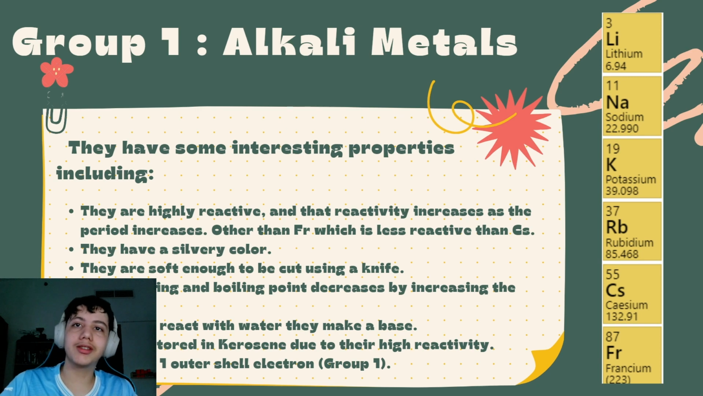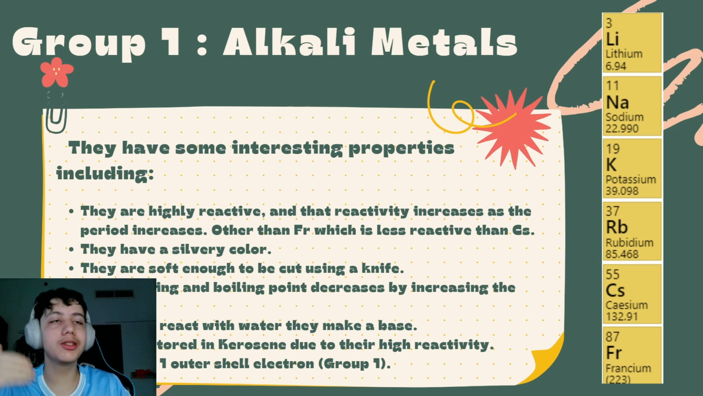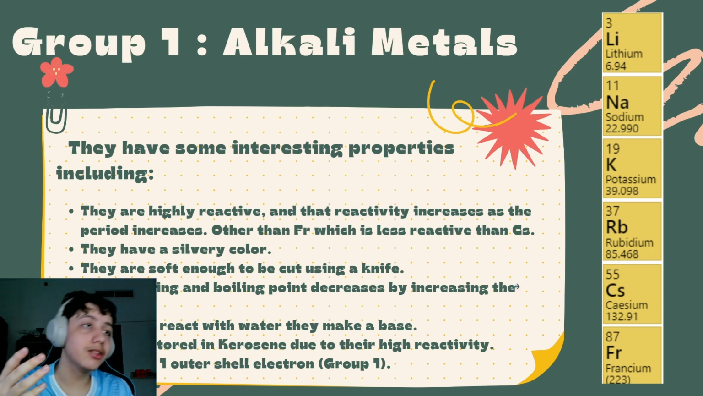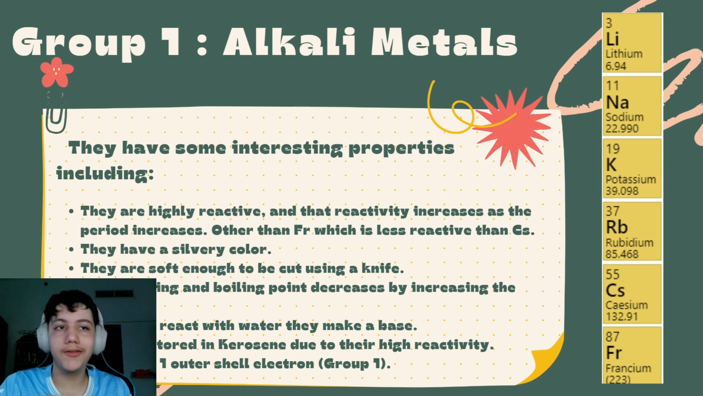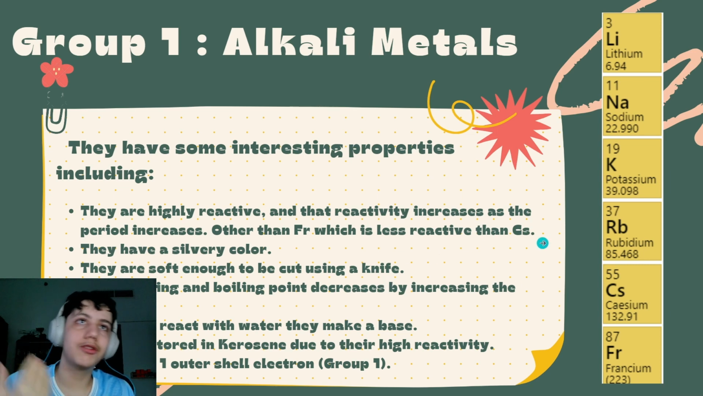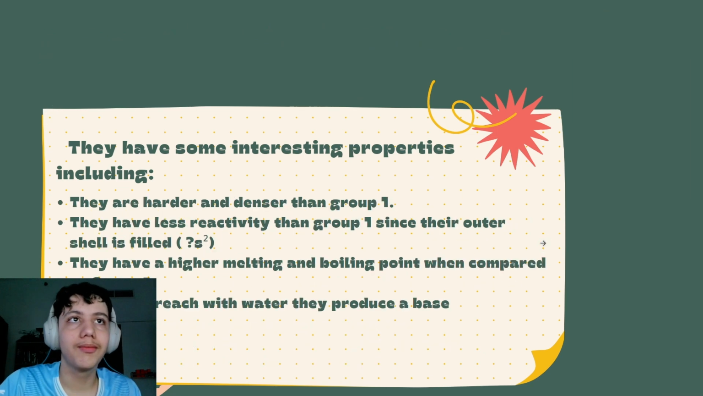They are stored in kerosene due to their high reactivity. So kerosene is a material, and these are put in there because they are very reactive, as we said earlier. And the reason they're very reactive actually is because they only have one outer shell electron. So it's filling the s1 orbital. So it just has that one electron. It's going to be very, very reactive.